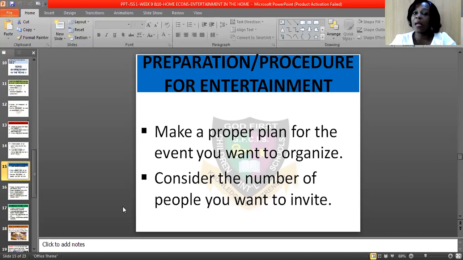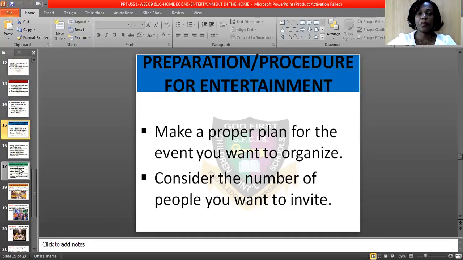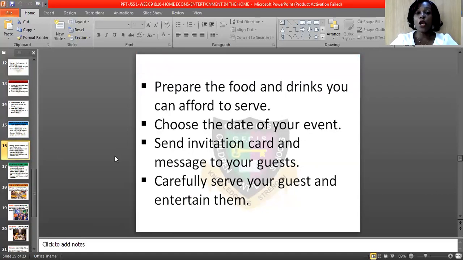Are you getting? Now, another one is you consider the number of people you want to invite. Yes. Do I want to do it low key, or do I want to make it large? Do I want to make it well elaborate, and so on and so forth? These are the things you put into consideration when planning for entertainment.